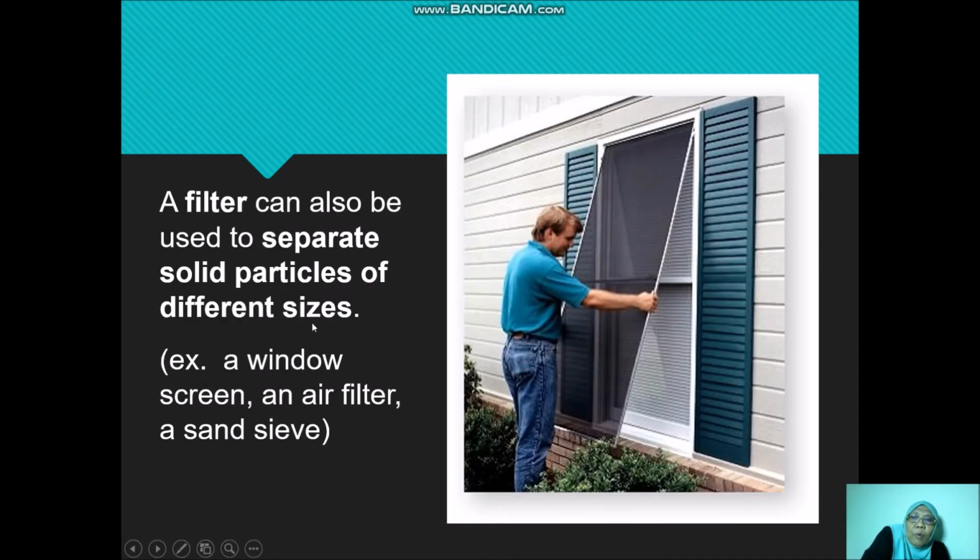In daily life also, people use it to separate solid particles of different sizes. Here you can see, right, to separate solids that will pass through a window screen like this. Examples are a window screen, an air filter, and a sand sieve.